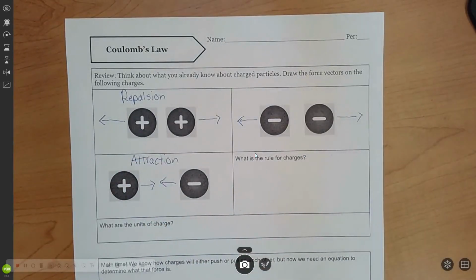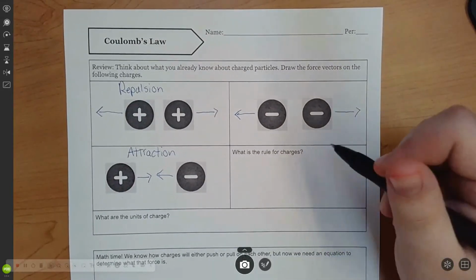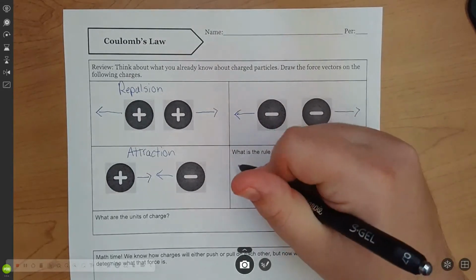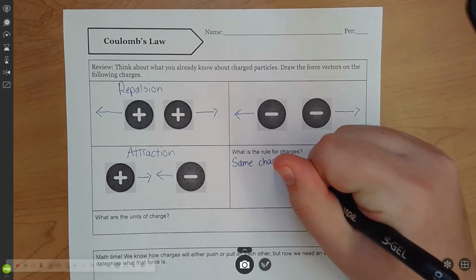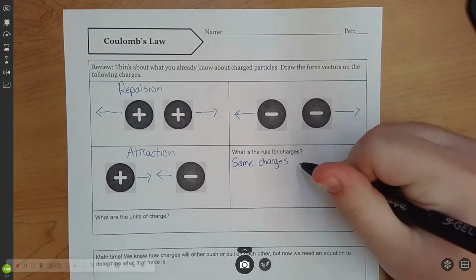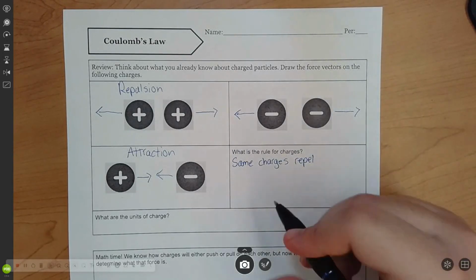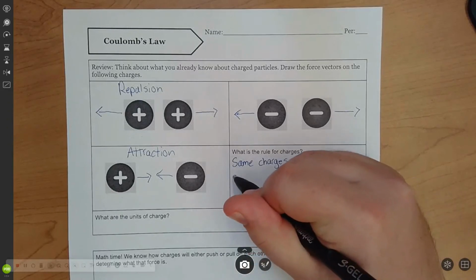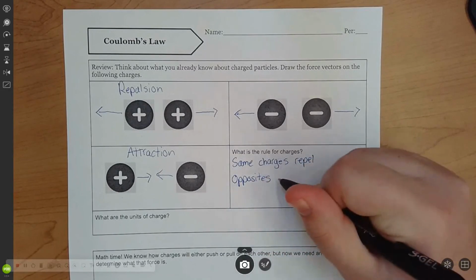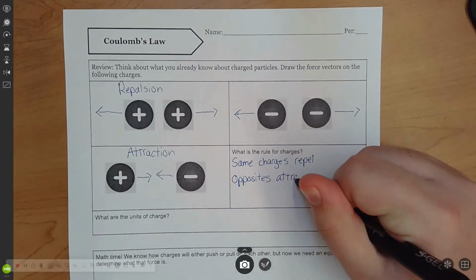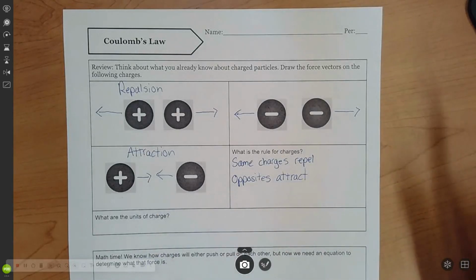So we're just going to write a quick rule for these charges. You've probably heard this before, but the same charge, they're both the same, they repel. And then the very popular saying, opposites attract. And that's where it comes from. Opposite charges are going to attract each other.